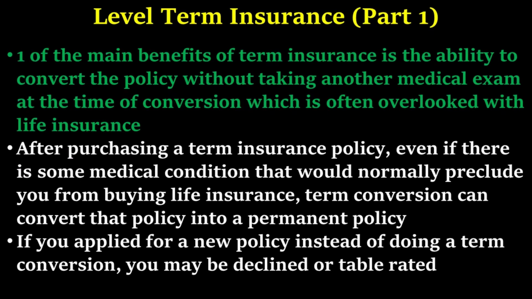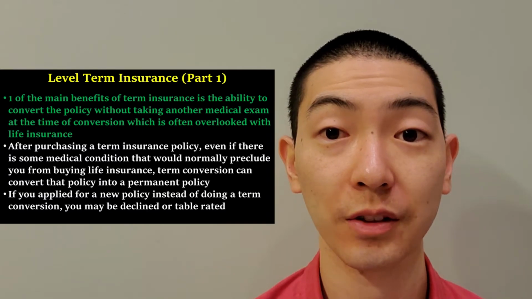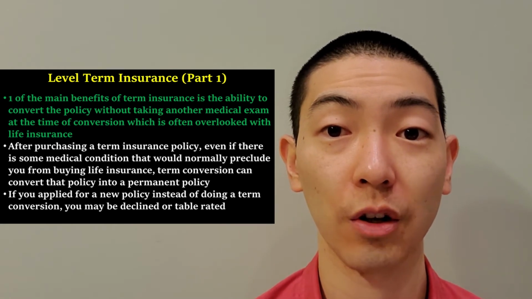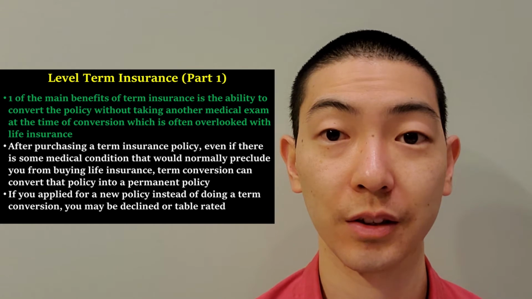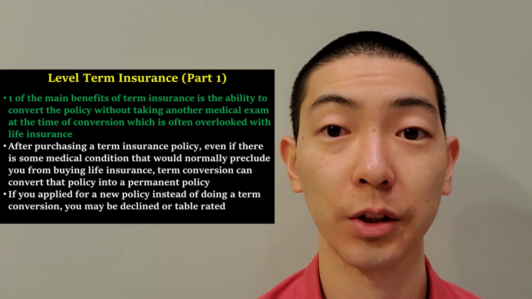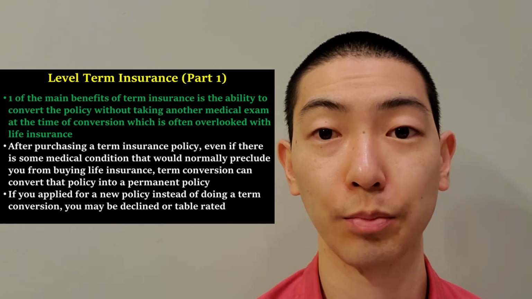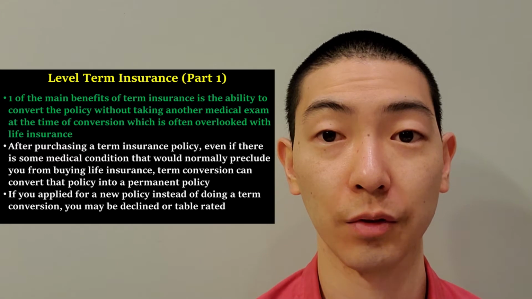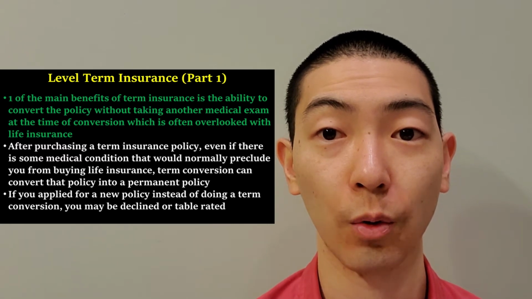One of the main benefits of term insurance is the ability to convert the policy without taking another medical exam at the time of conversion, which I feel is often overlooked with life insurance. After purchasing a term insurance policy, even if there is some medical condition that would normally preclude you from buying life insurance, term conversion can turn that policy into a permanent policy. If you applied for a new policy instead of doing a term conversion, you may be declined or table rated.